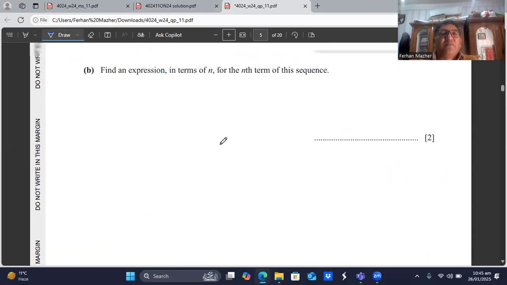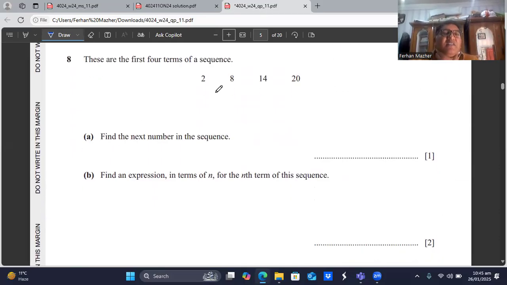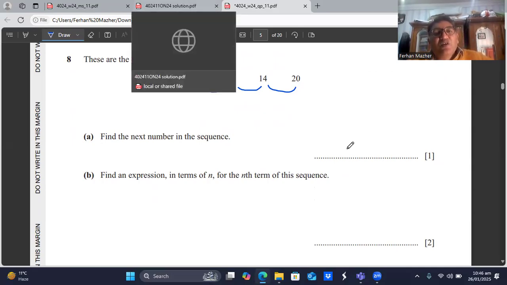The next question coming up on your screen is question number 8, and it says, these are the first 4 terms of a sequence. Okay, 2, 8, 14, and 20. Find the next number in the sequence. So check how much has been added here. So here we have added 6, then we have again added 6, again we have added 6. So the common difference here is 6. So in 20, we will add 6. So the next number we will get will be 26.